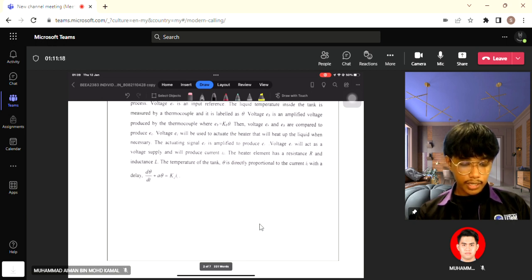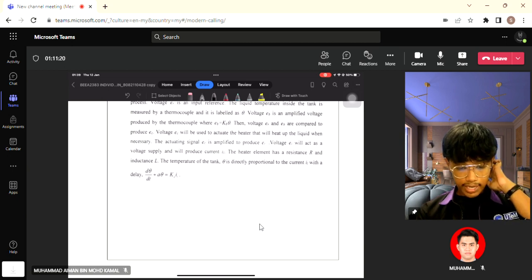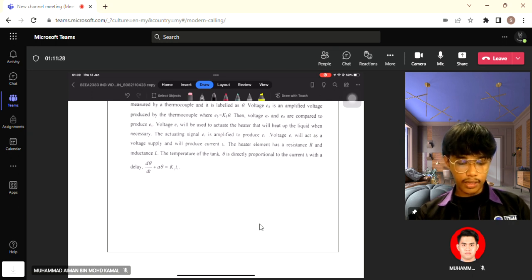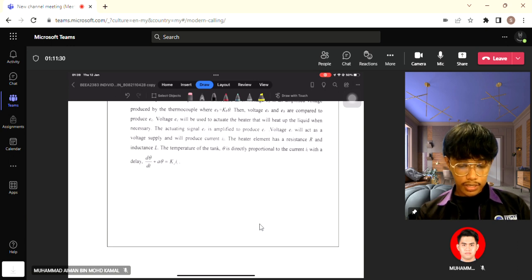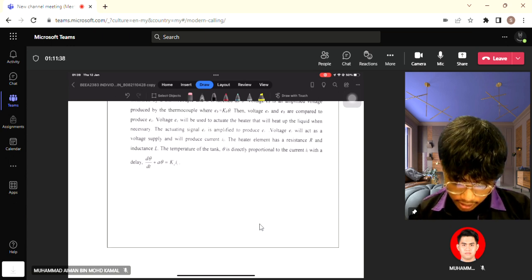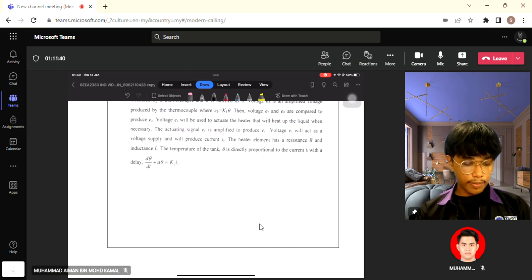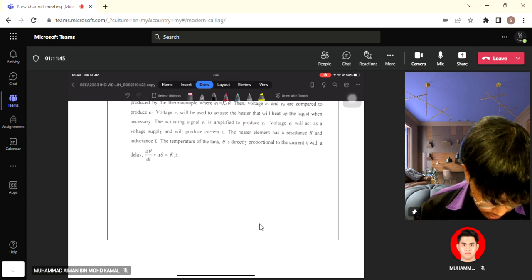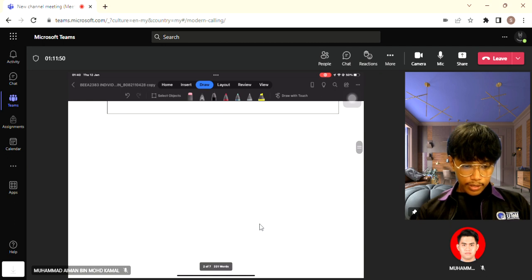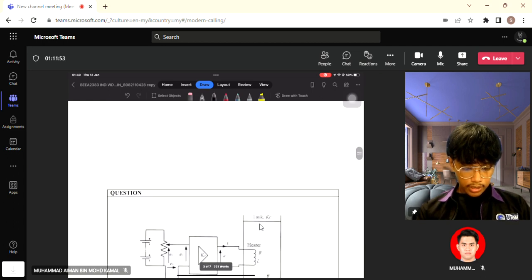The actuating signal EC is amplified to produce EI. Voltage EI will act as a voltage supply and it will produce current IL. The heater element has a resistance R and inductance L. Temperature of the tank theta is directly proportional to the current IL with a delay: d theta divided by dt plus A theta equals Kc IL.